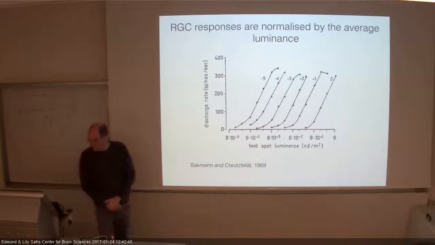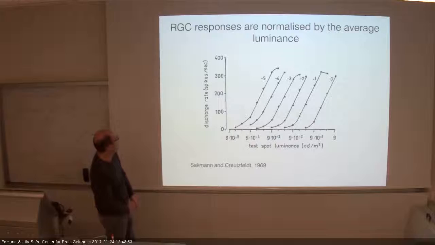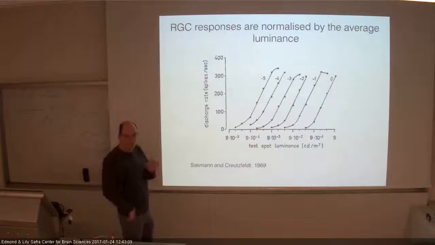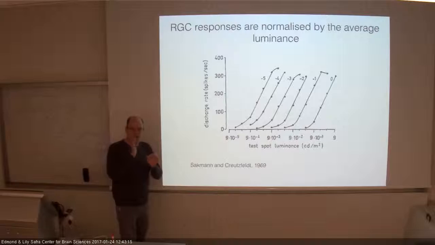So what is plotted? You're absolutely right, this is not a circle. This is actually an experiment, not a circle experiment. This is an experiment from the retina. And what this experiment shows you is that, to a large extent, the first thing that the retina does is take its input and divide it by the background luminance, the average luminance.